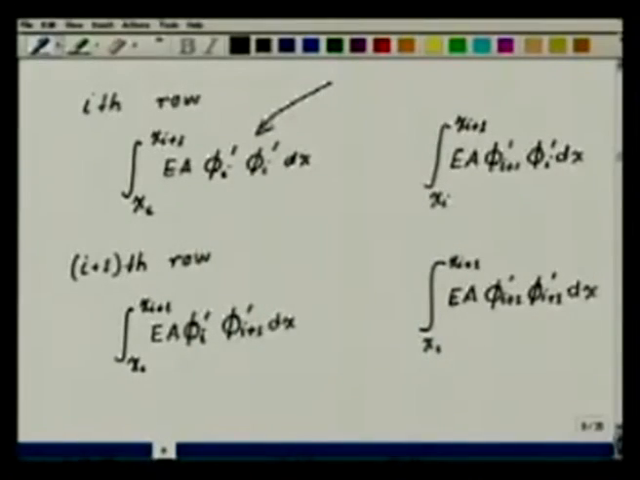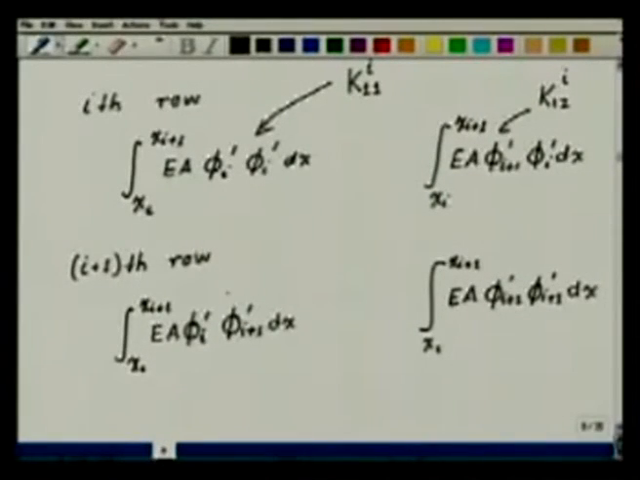these entries, we are going to write in the form of a matrix. And the first entry will be called K11 of element I. The second entry will be called K12 of the element I. The third entry will be called K21 of the element I. And the fourth one will be K22 of the element I. Tell me, why am I calling it K11, K12, K21 and K22 of element I?